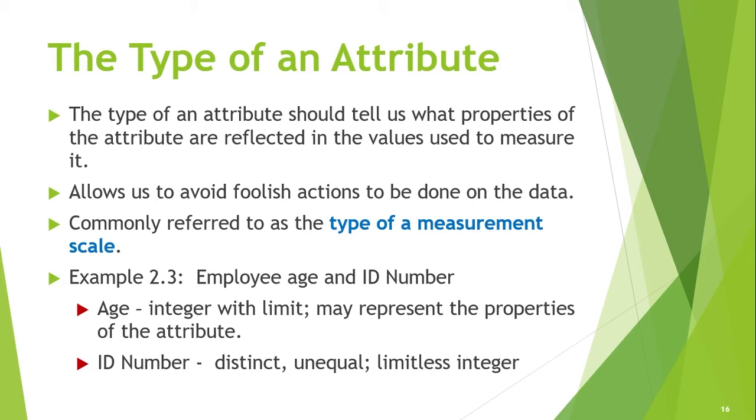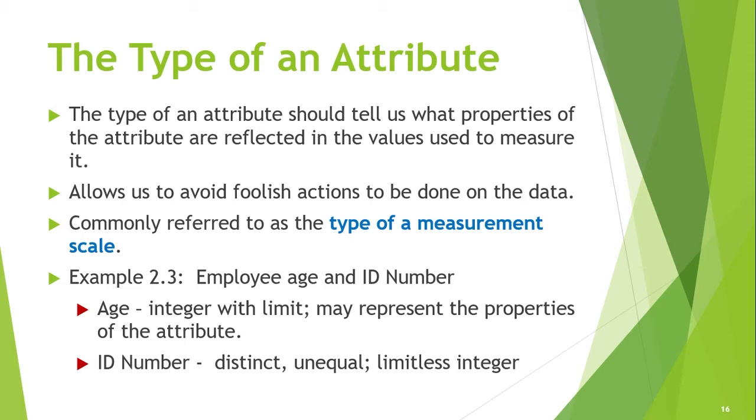Kasi halimbawa, yung example natin kanina, ayan na pala, employee age and ID number. Pareho silang integer. Anong difference ng dalawa? Yung employee age, integers din siya pero with limit. Wala naman sigurong empleyado na bababa sa 5 years old at wala ring empleyado na mas matanda pa sa 100 years old. So, may limit tayo. Pero pag ID number, pwede hanggang libo-libo or 10,000 kung multinational yung company ninyo. So, distinct, unequal, limitless integer pag ID number.